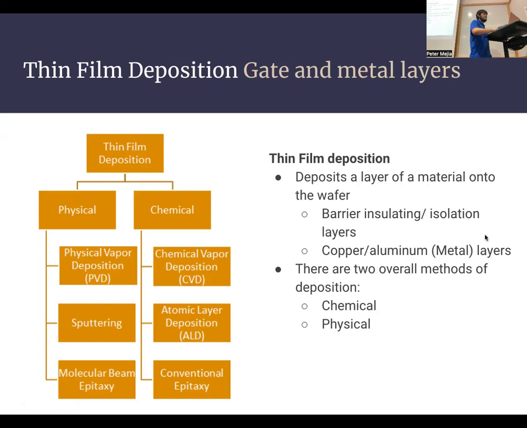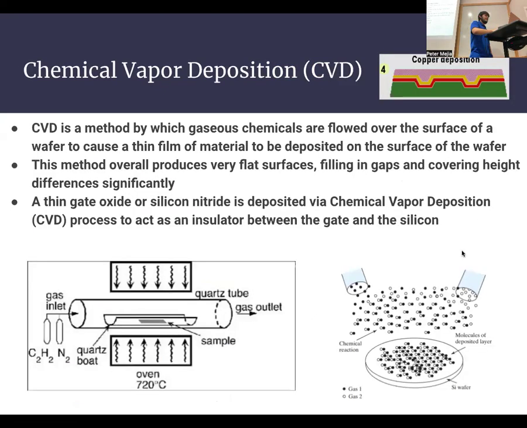So this is how you do your metal layers. There are two overall methods, chemical and physical. PVD and CVD are some of the main ones. And then we have sputtering. Atomic layer deposition is a chemical one. Conventional epitaxy, I don't know what that is, and then molecular beam epitaxy, which I also am not super familiar with.